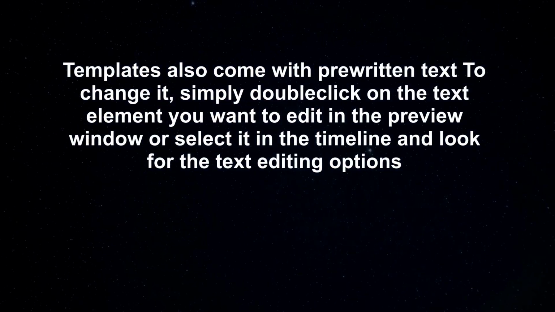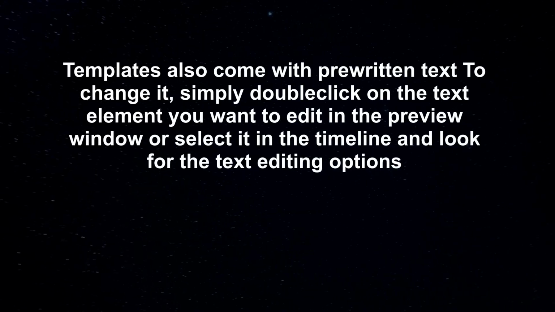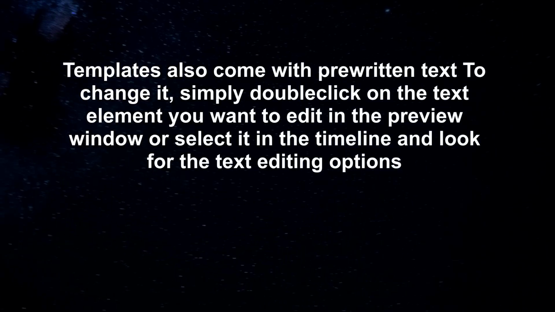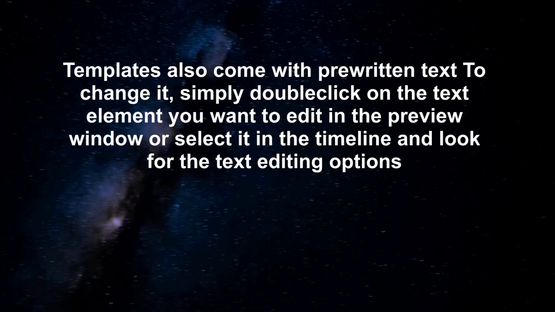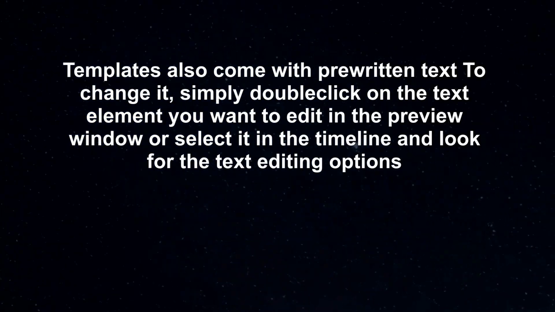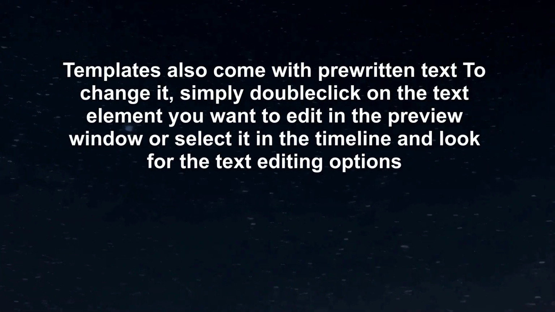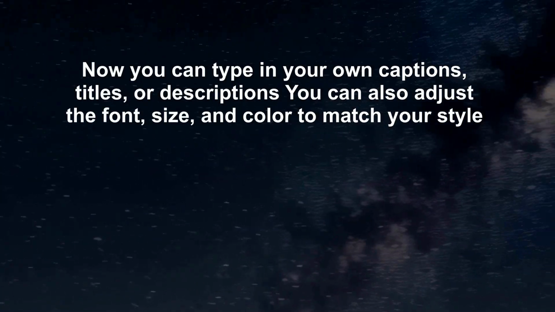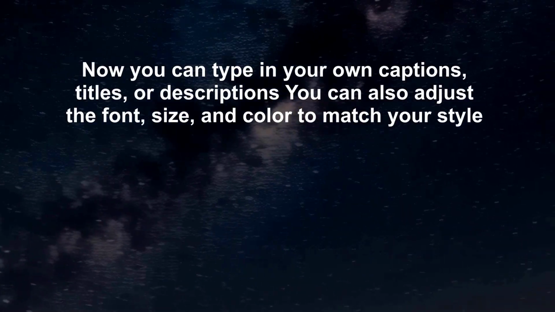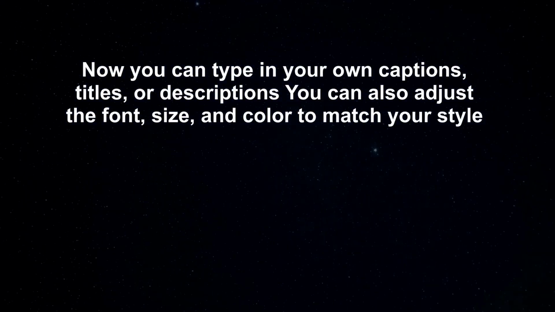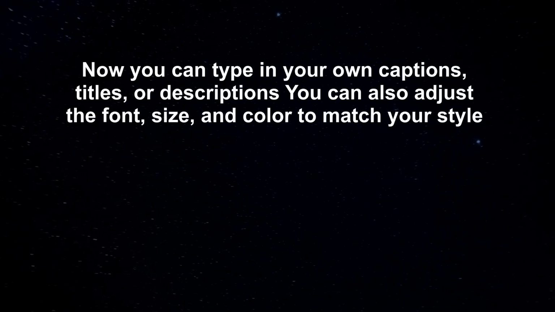Templates also come with pre-written text. To change it, simply double-click on the text element you want to edit in the preview window or select it in the timeline and look for the text editing options. Now you can type in your own captions, titles, or descriptions. You can also adjust the font, size, and color to match your style.